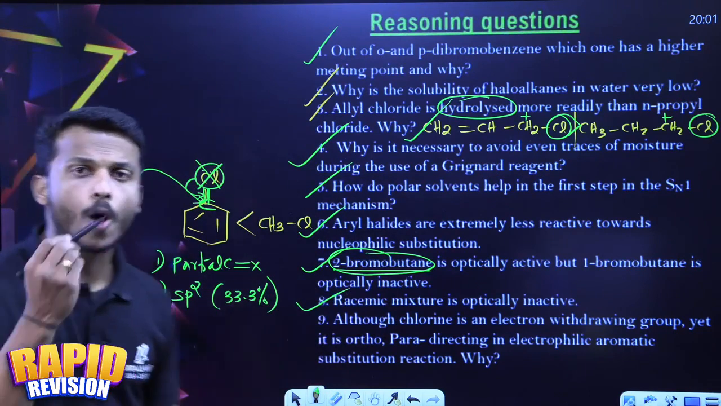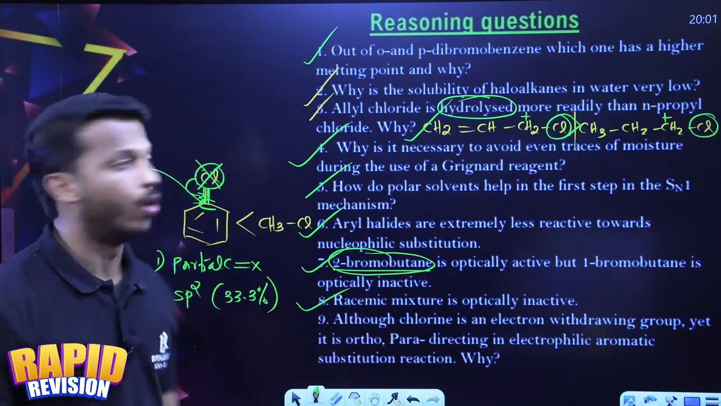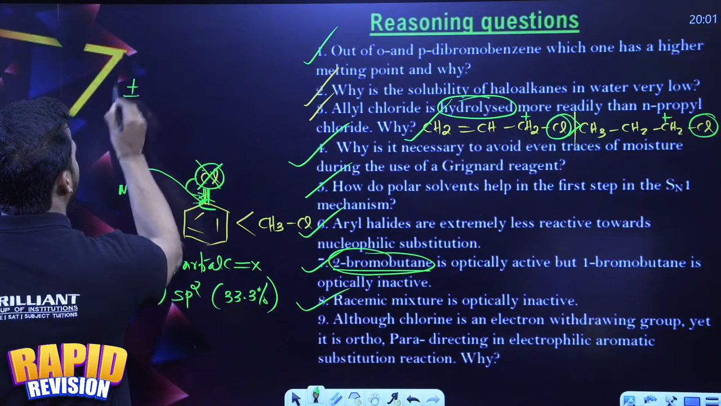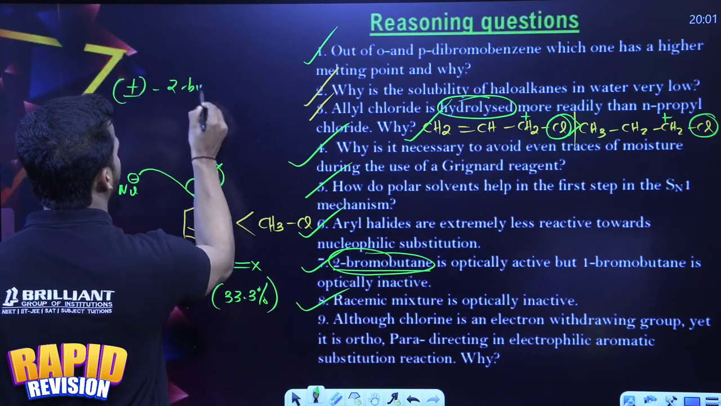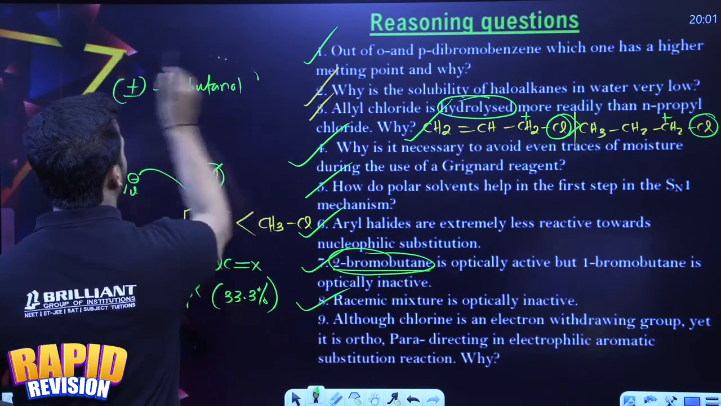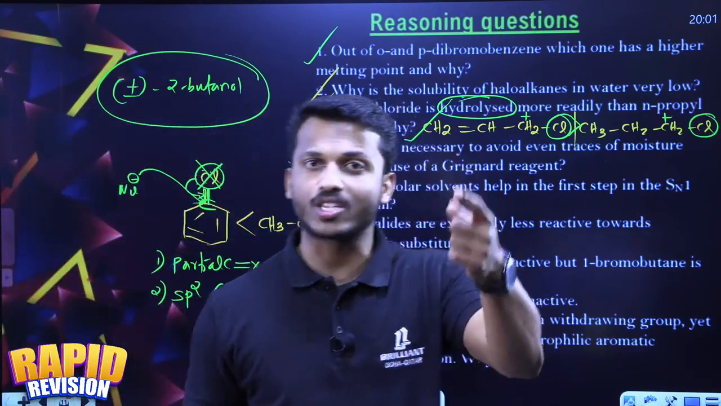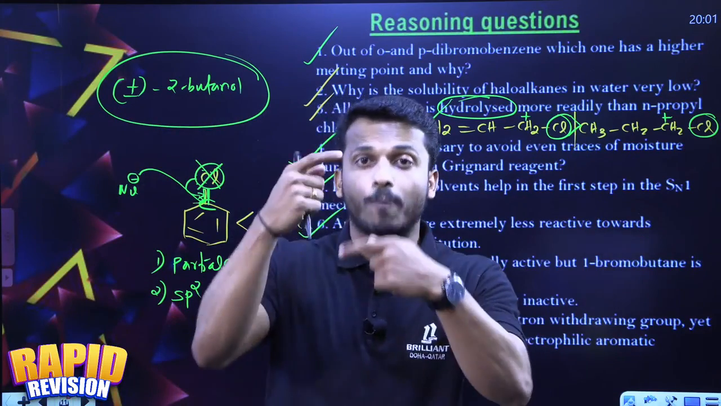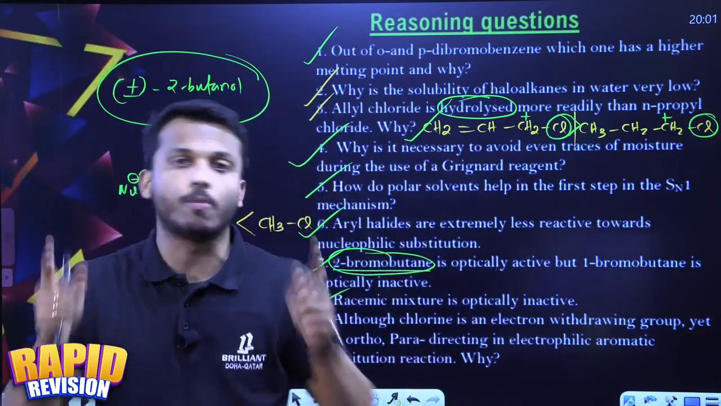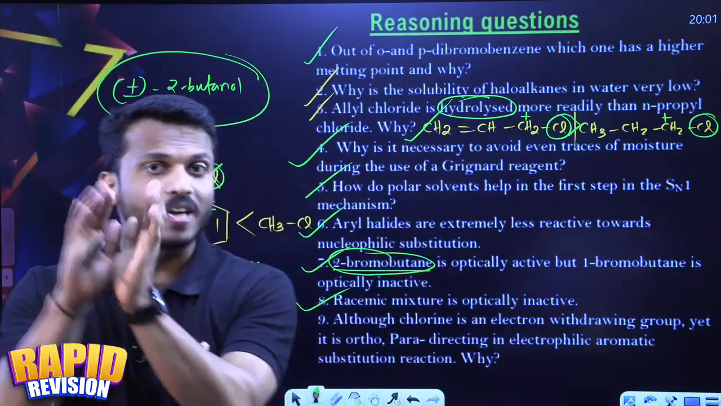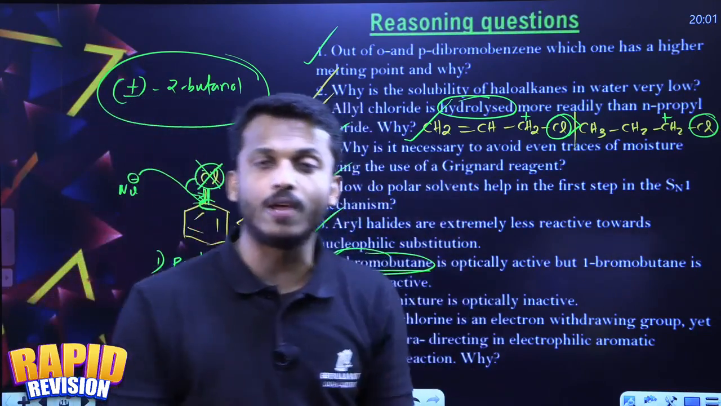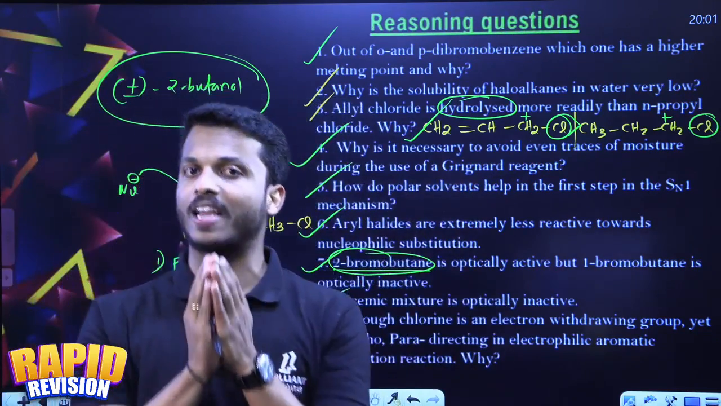Racemic mixture is optically inactive. They will give you the question the same way: why is plus or minus 2-butanol optically inactive? Plus indicates dextro, minus indicates levo. So plus-minus indicates it is a racemic mixture. It contains 50% dextro and 50% levo. All together it is optically inactive.